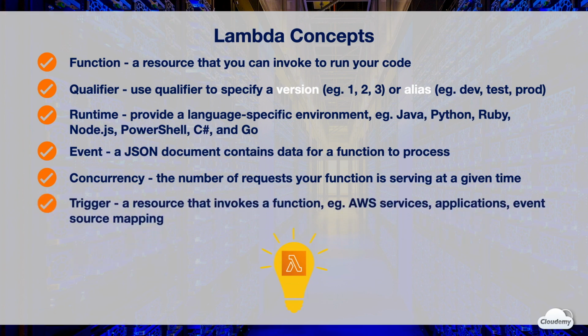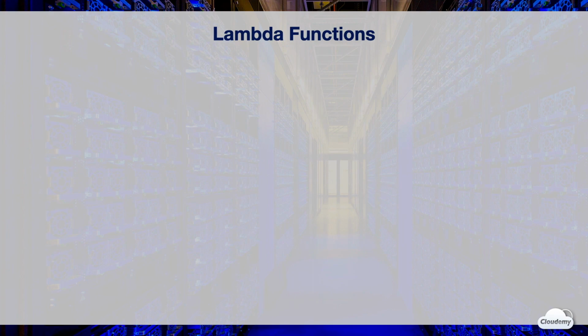A trigger is a resource that invokes the Lambda function. You can configure AWS services, or develop your own applications as a trigger, to invoke a Lambda function. You can also configure Lambda to read data from a stream or queue, using event source mapping. The resource you invoke to run your code is called the Lambda function.